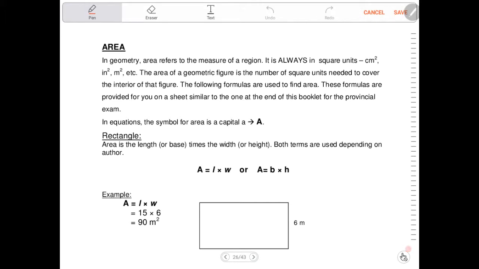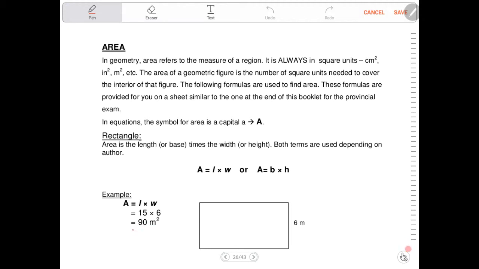We're now moving on to the concept of area. Again, this is likely a topic that you have covered many times so far in your school career. Remember, please, that area is a type of measurement, and it speaks about the number of units required to cover a figure.